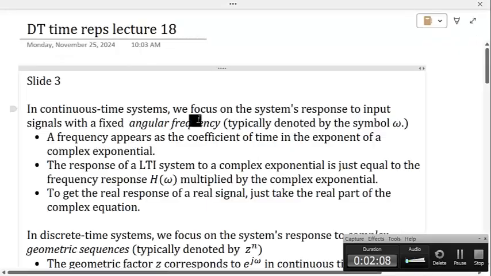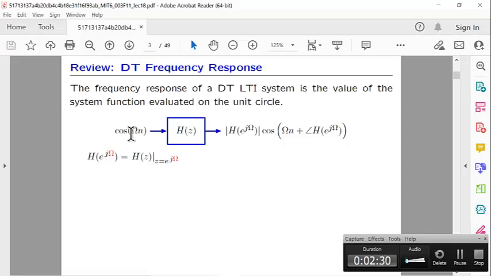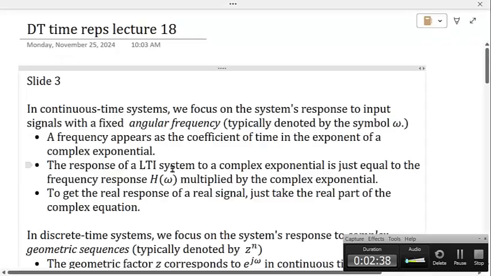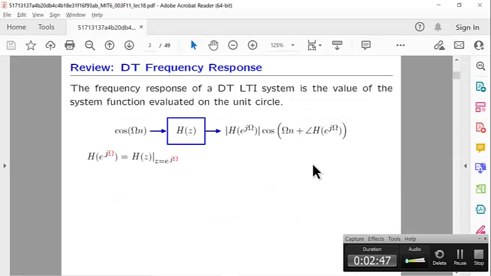All right. So in continuous time, we do explicitly write the angular frequency as omega. Frequency appears as the coefficient of time in the exponent of a complex exponential. And you remember you had e to the j omega t. So that was commonly seen in continuous time signals. Here we have something similar, basically it's e to the j omega n. You take the real part of that, that's cosine of omega n. The response of an LTI system to a complex exponential is just equal to the frequency response multiplied by the complex exponential. Now the multiplication is hidden here.